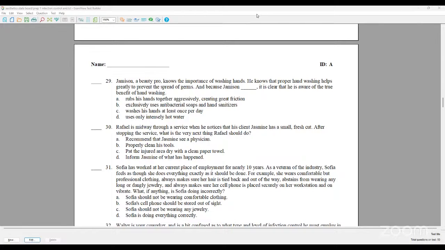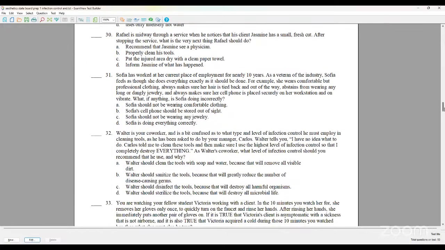So 30 is D. Inform Jasmine what has happened. Okay. And you'll find it in chapter 5 under the standard precautions to protect yourself and your clients. All right. 30 is D. I'm telling you, that's why we gotta read through it and work it out a little bit, because I would have thought going straight into cleaning as well.